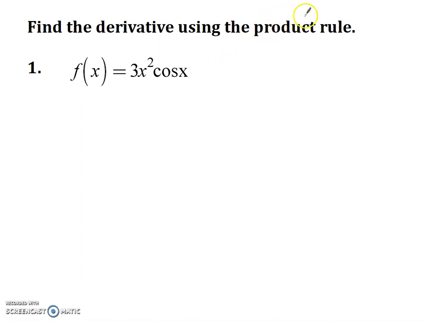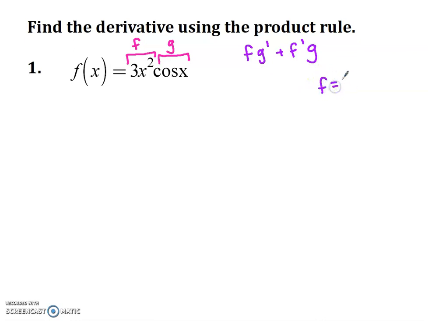So find the derivative using the product rule. We're using the product rule because I've got something with an x times something else with an x. So we are going to make this first part our f of x, and the second part our g of x. Remember, the product rule goes f times g prime plus f prime times g. So I'm just going to list out what these are.